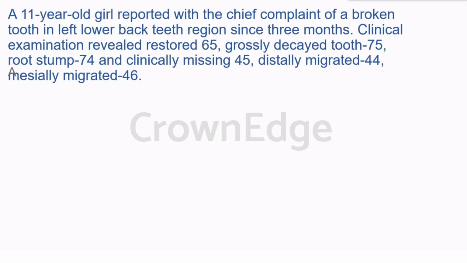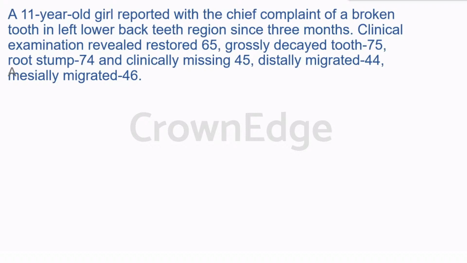An 11-year-old girl reported with a chief complaint of a broken tooth in the left lower back teeth region since 3 months. Clinical examination revealed restored 6.5, grossly decayed tooth 7.5, and root stump at 7.4, clinically missing 4.5, distally migrated 4.4, and mesially migrated 4.6.